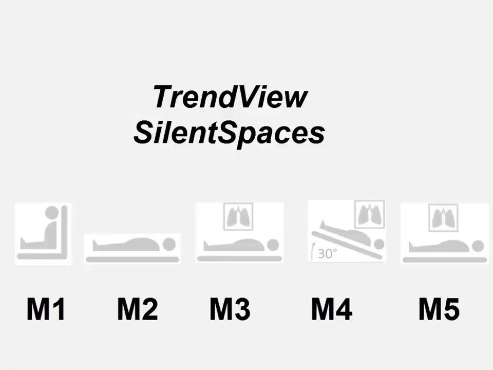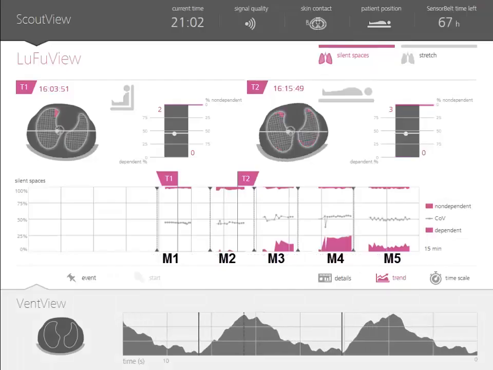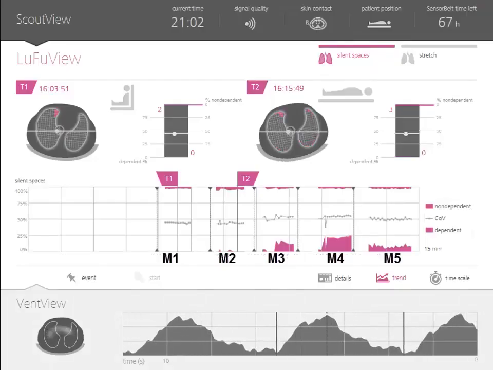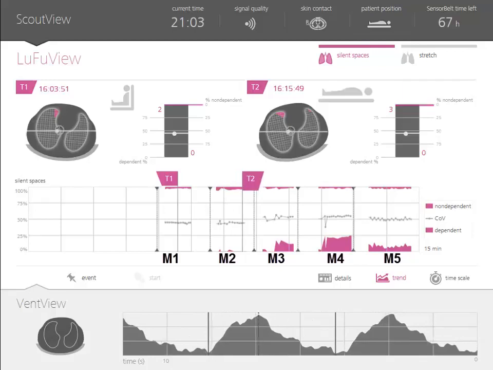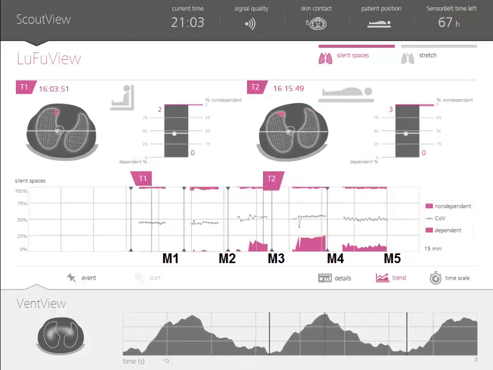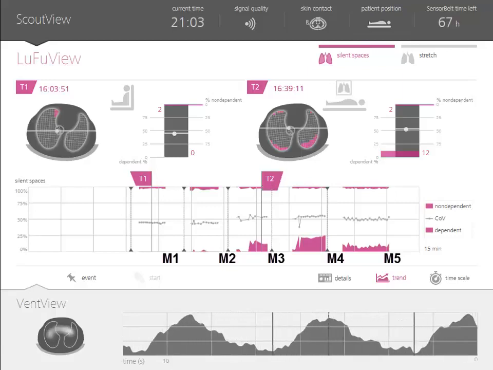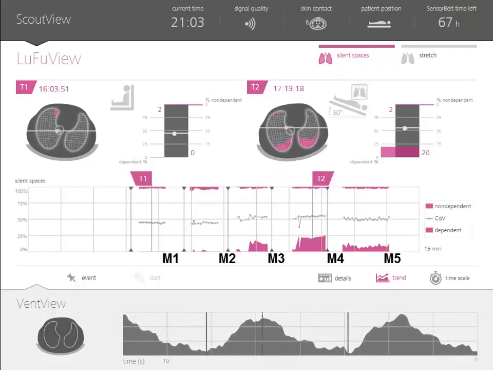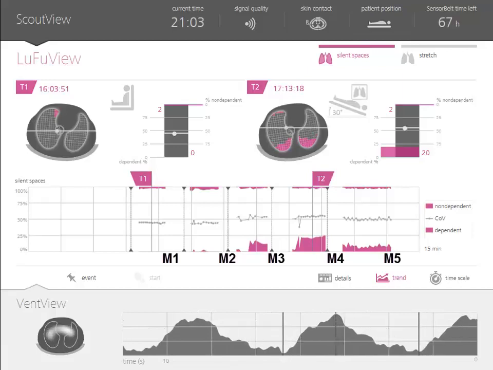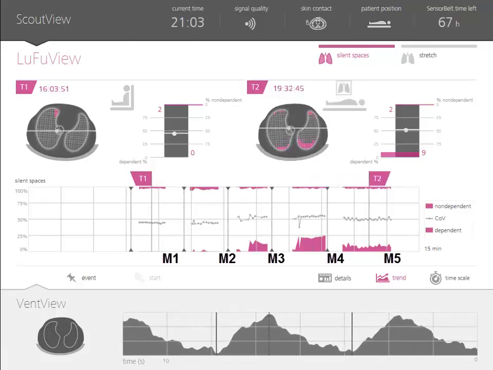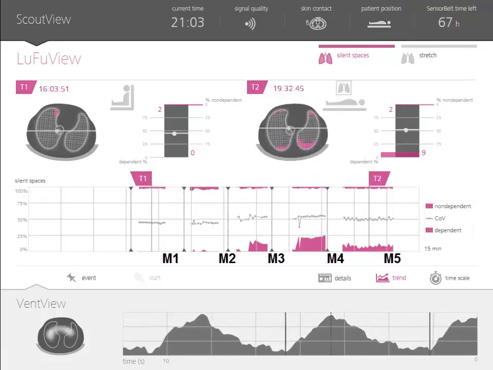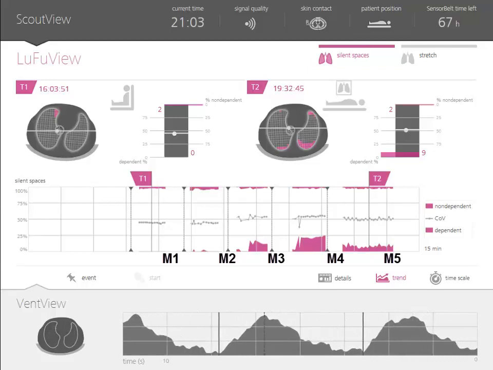The following sequence shows the trend of the silent spaces during the different phases of the perioperative period. During spontaneous breathing, almost no silent spaces were measured. Once the patient was mechanically ventilated, the amount of silent spaces in the dorsal dependent lung increased to 12%, and increased even further during the Trendelenburg position. Once the patient was back in the supine position, they returned to post-induction levels.